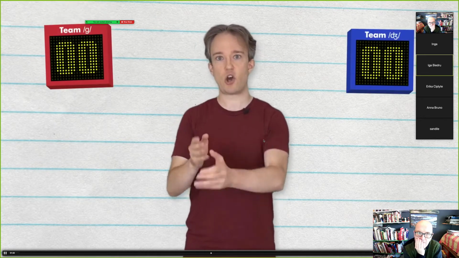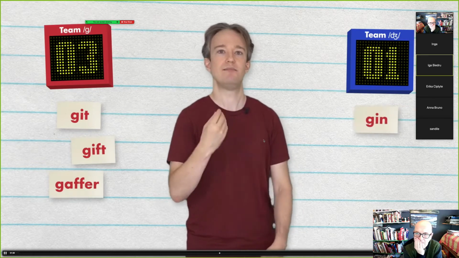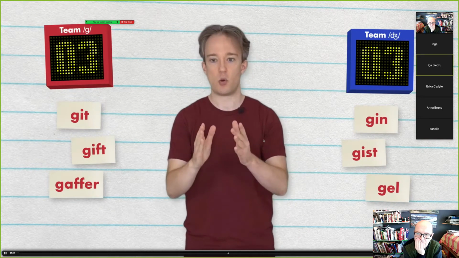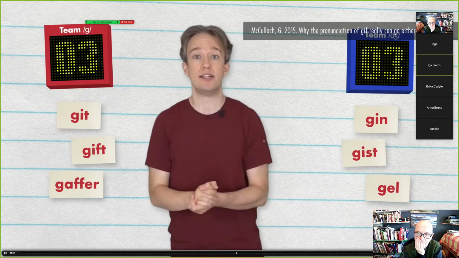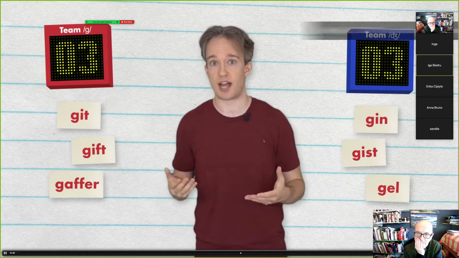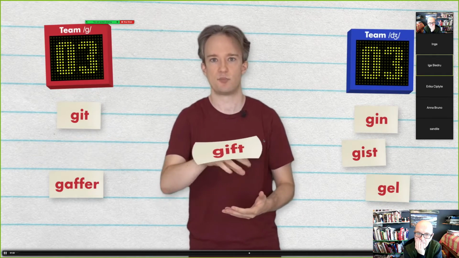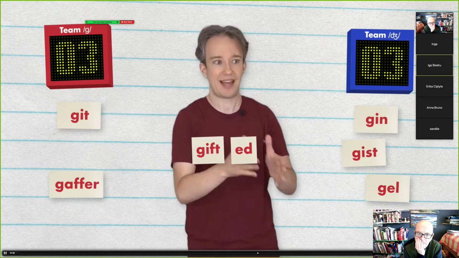Well, in the red corner, git, gift, gaffer. In the blue corner, gin, gist, gel. Okay, so if you went through the whole dictionary, which side would have more words? Well, in 2015, a researcher called Michael Dow did just that, only counting the words that have one morpheme. So words like gift, you can't break that down to smaller lexical parts. Gifted wouldn't count. You can break that down to gift and ed.